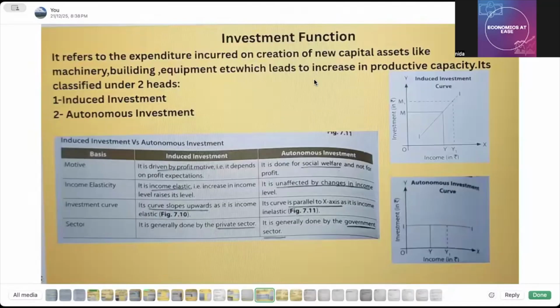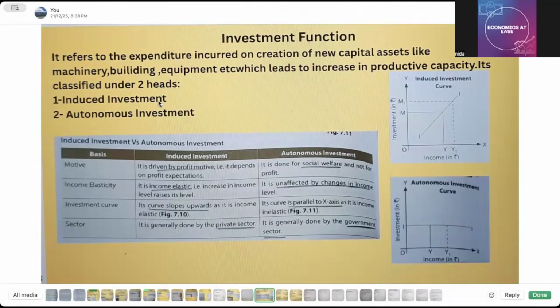You can go through that. The most important topics we have already discussed. Now, you should know the meaning of these, that is the investment function. Investment function means the creation of new capital assets, on which you have done the capital expenditure to increase the productive capacity of an economy.